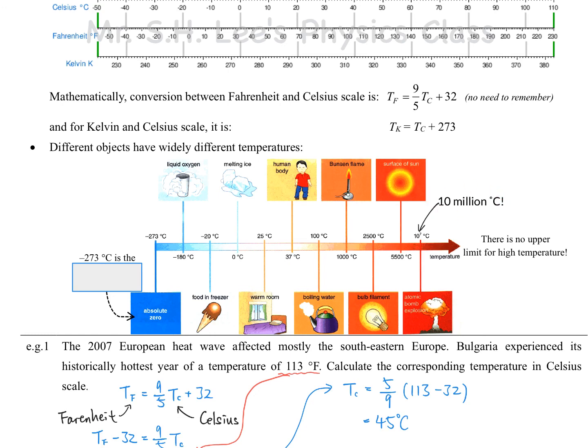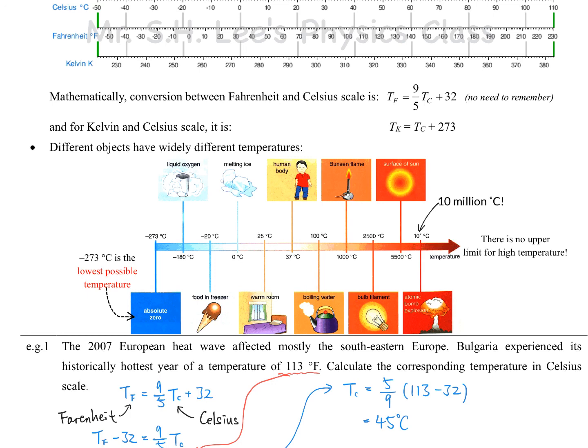Indeed, there is actually no upper limit for high temperature. But on the other hand, there is a lowest possible temperature in this world, that is negative 273 degrees Celsius. Nothing can fall below this temperature. So we also call this negative 273 degrees Celsius absolute zero, meaning that it is absolute. Nothing can be lower than that.